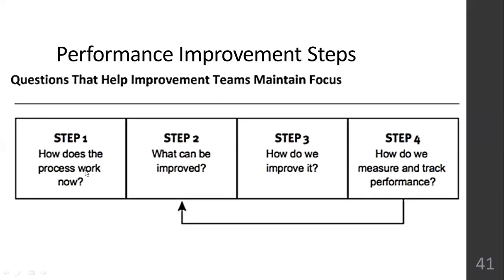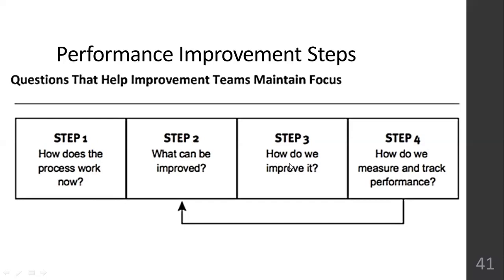How does the process work now? You have to answer these questions, then you are automatically doing it. When you get the answer to these questions, you are in a performance improvement state. How does the process work right now? For example, you take the billing department. You see how the billing department is working right now. In step 2, you will identify which areas in the billing department improvement is required, where all improvement can be done. Those areas you will list out on your paper.